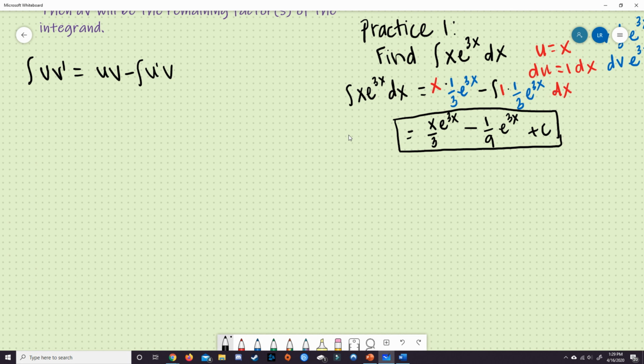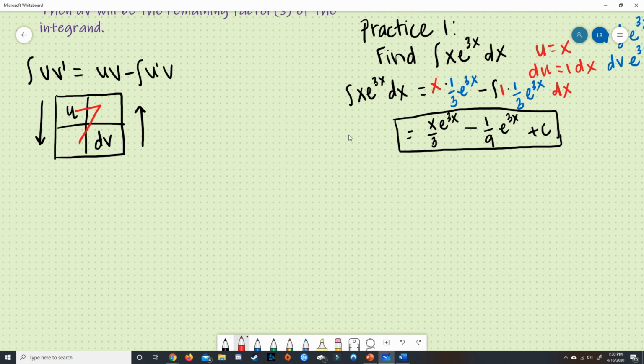What the other teacher told me he was taught in college was to make a box, and in that box u always goes here and dv or v prime always goes here. You take the derivative that way, you take the integral this way, and you can fill in the remainder of your box. And then the integration by parts piece of it is you make a 7. So let's see how that works. I've never done it before, so I guess this is as good a time as any, right?